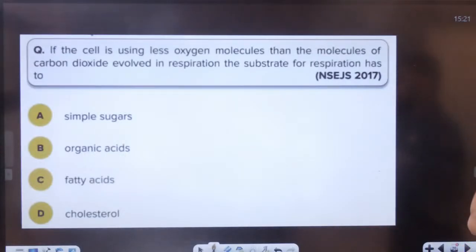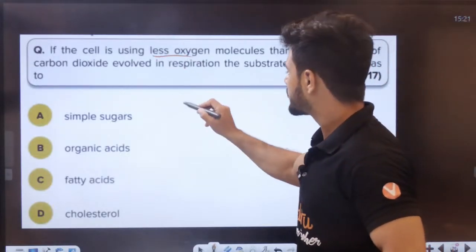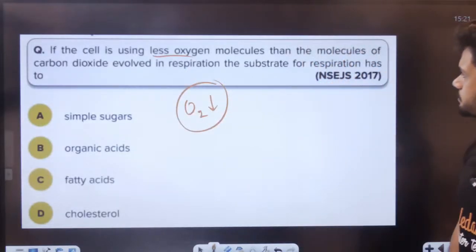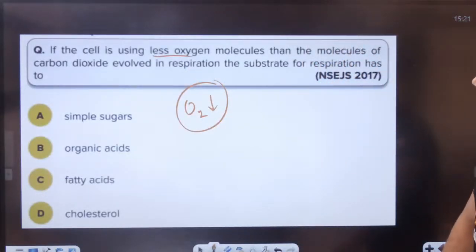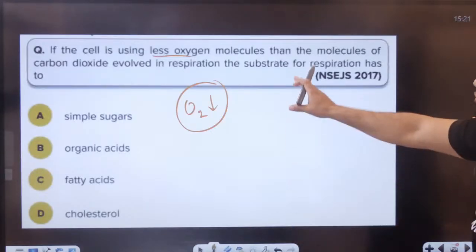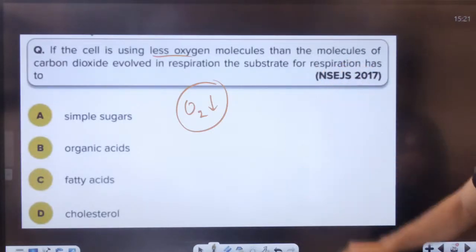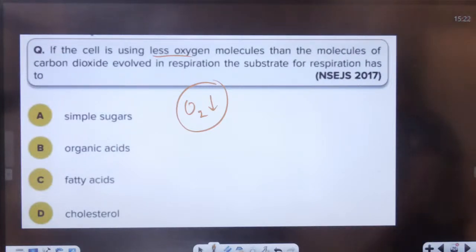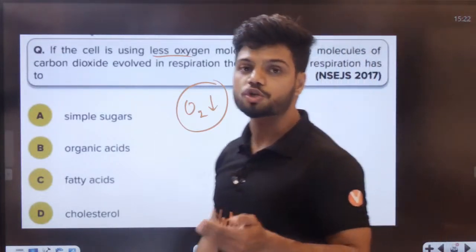If a cell is using less oxygen molecules, then the molecule of CO2 evolved. Okay, so what is oxygen doing? It is taking less oxygen. Then the molecule of carbon dioxide evolved in the respiration. The substrate for respiration has to be... This question can be easily solved if you know something called respiration quotient.